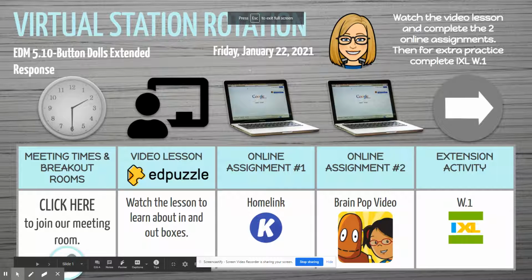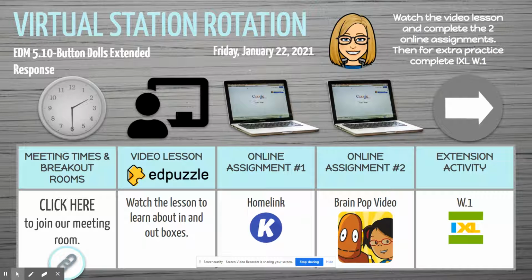Guys, for our lesson today, we are going to be following up with 5.10, the button doll extended response. We're going to look at some examples that you guys created. And for the video, I'm not going to go through all of them. I'm going to show you one of the models that had the correct answer, just because in person we're going to be doing a lot of discussion and it's hard to have that discussion with the video.